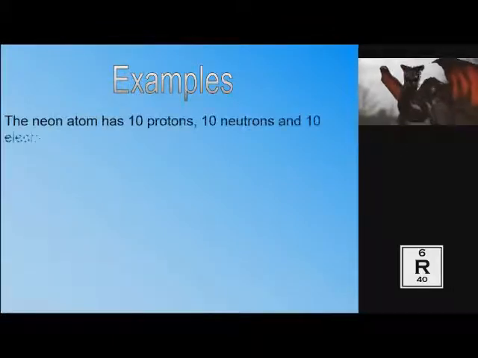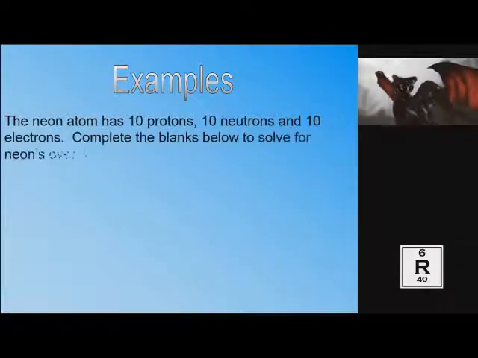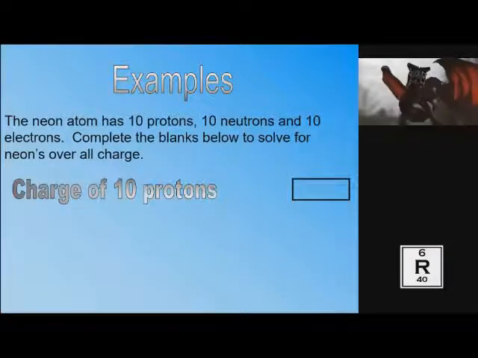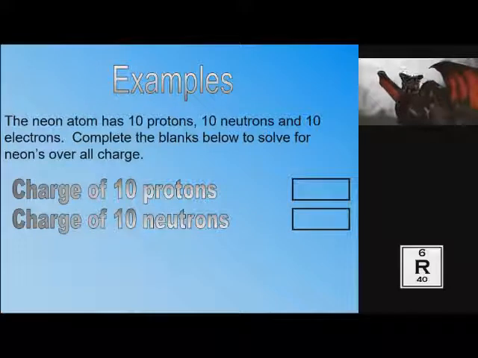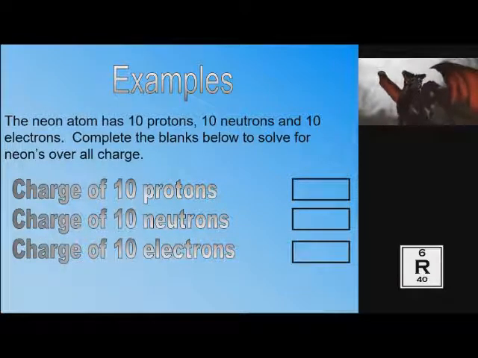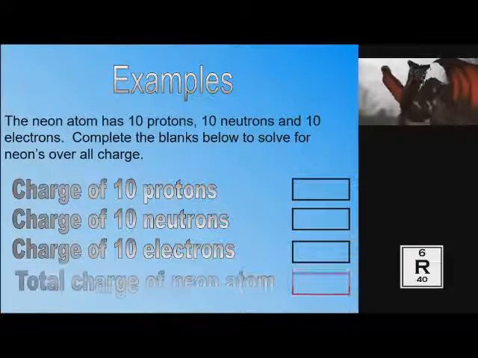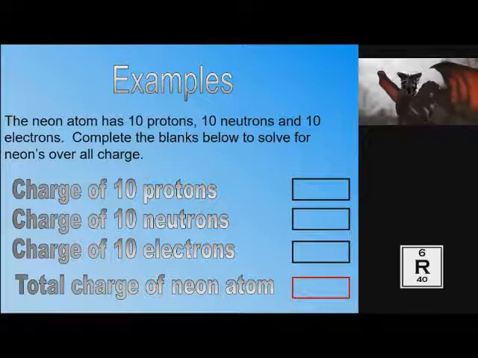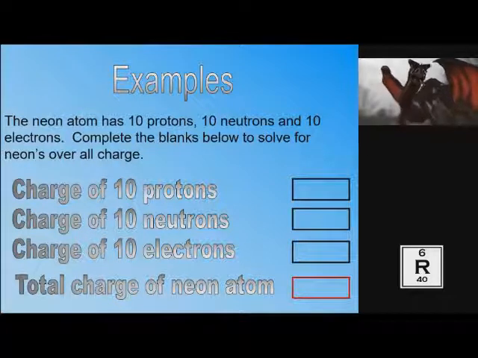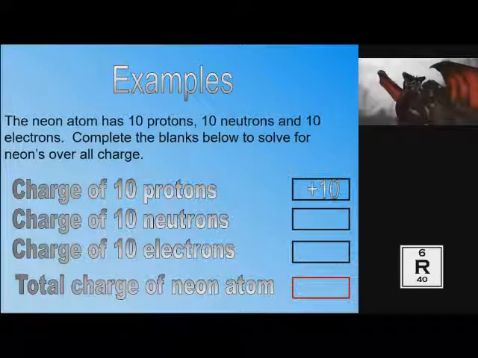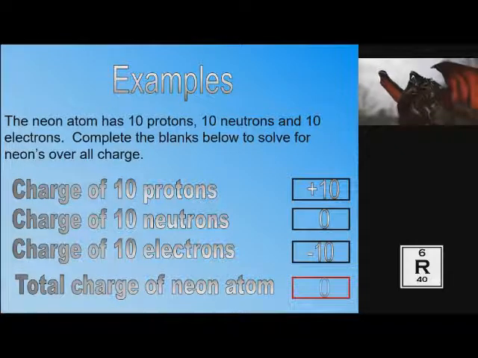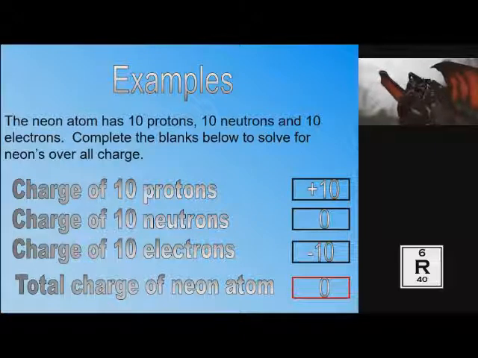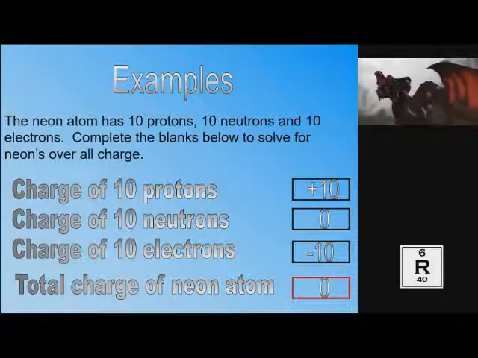So let's just do another example. We did helium. Let's do neon. A neon atom has 10 protons, 10 neutrons, and 10 electrons. If we sum these up, the total should always add up to 0 because all atoms have a charge of 0. The charge of 10 protons would be +10, the 10 neutrons would not have a charge, and the charge of 10 electrons would be -10. So the overall charge is 0. That's just the pattern that we would use.